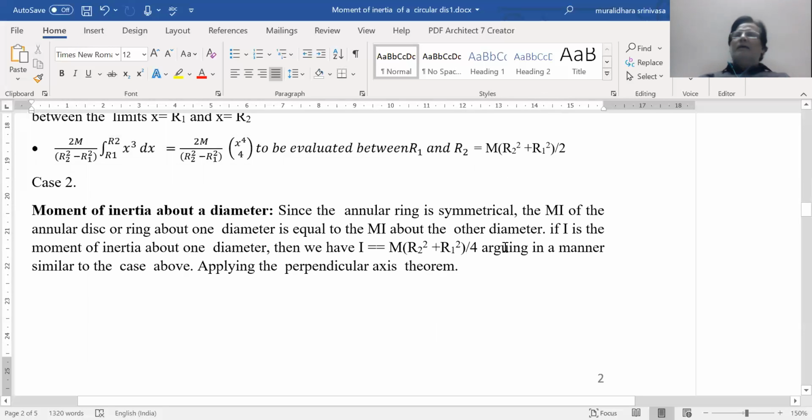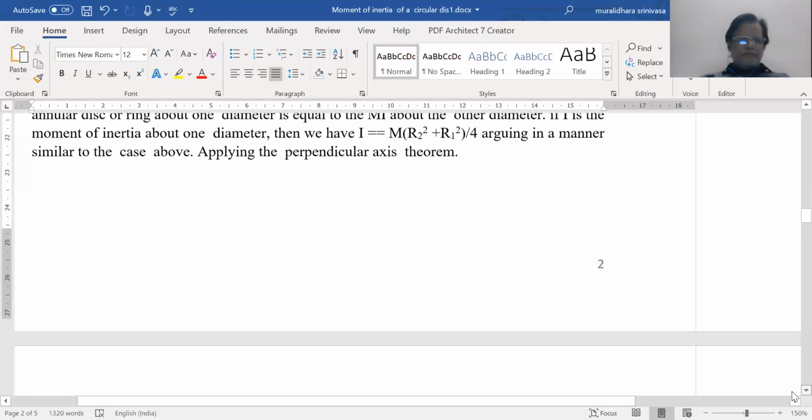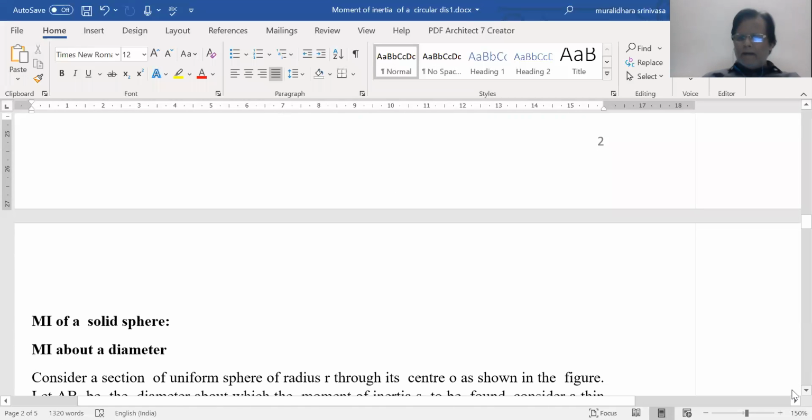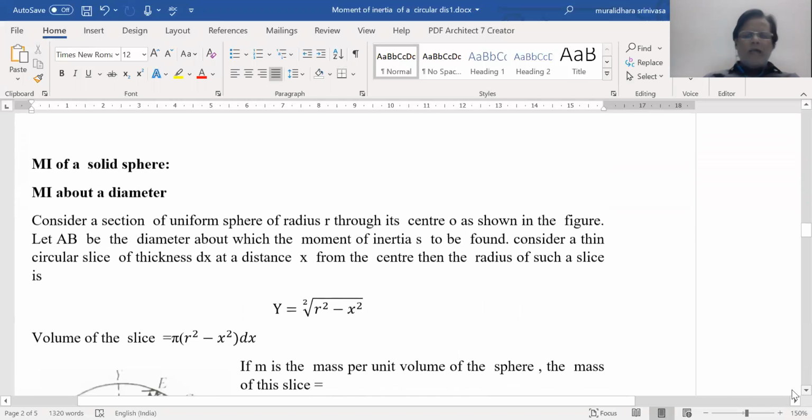Arguing in a manner similar to the above case where we applied the perpendicular axis theorem. So this is about the moment of inertia of a circular disk and the moment of inertia of an annular ring. Now we can go and look at the moment of inertia of a solid sphere.